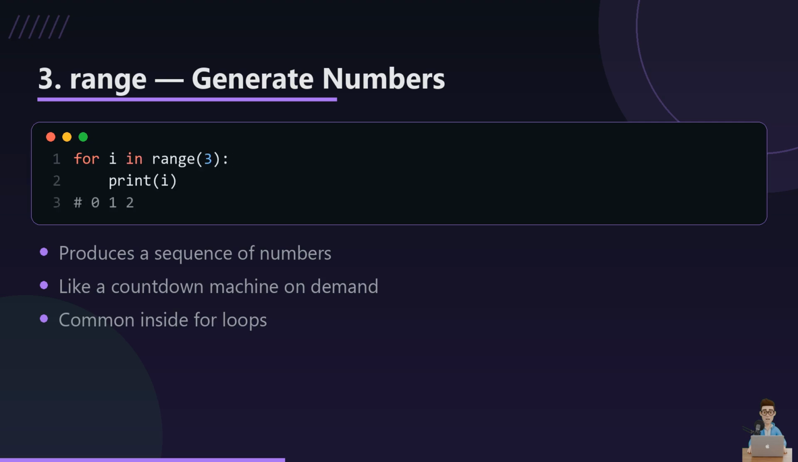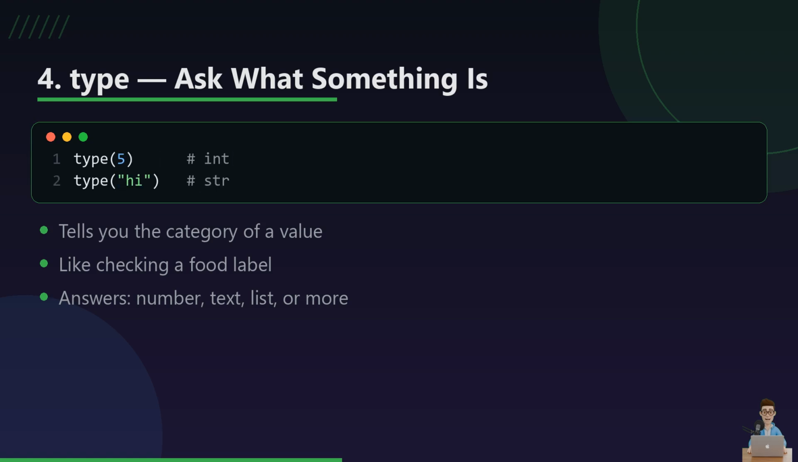Range is like a number dispenser. You tell it how many numbers you want and it hands them out one at a time. Here we ask for 3 and we get 0, 1, 2. You will see range glued to for loops constantly because looping a fixed number of times is such a common need.